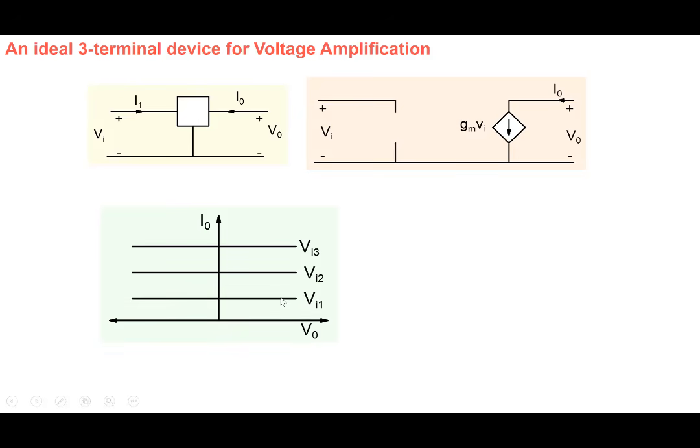What we would see is a constant line here. Depending on different values of Vi, we'll get a current I0: for Vi1, some current which is Gm times Vi1, and for some higher value Vi2, we'll get Gm times Vi2.